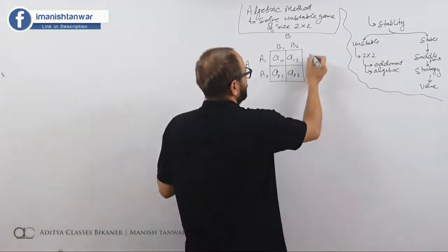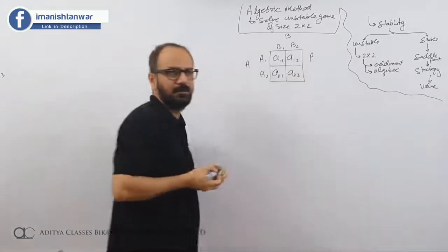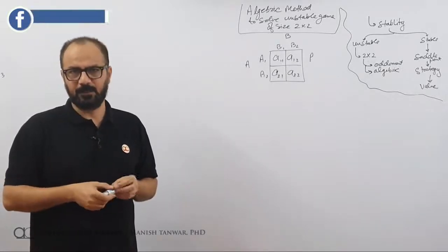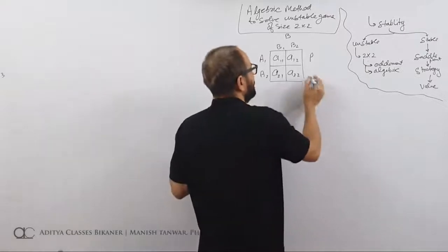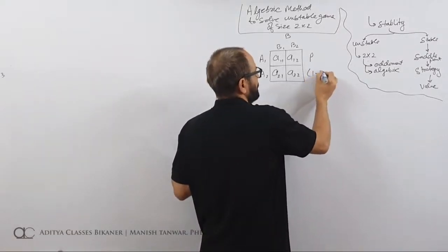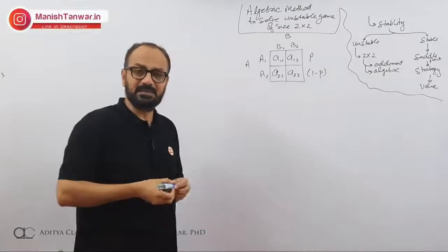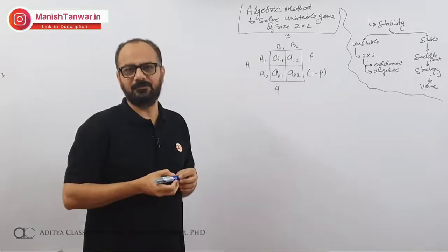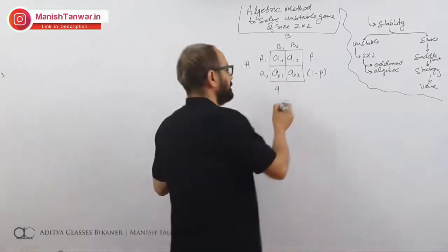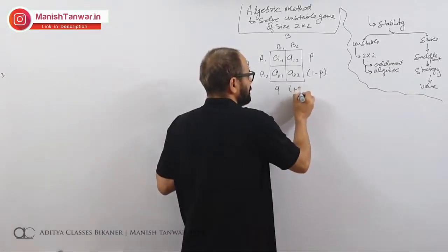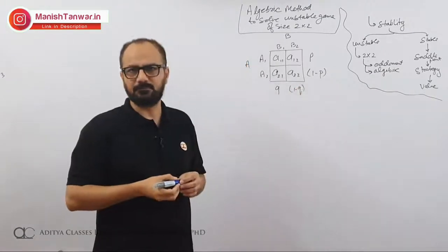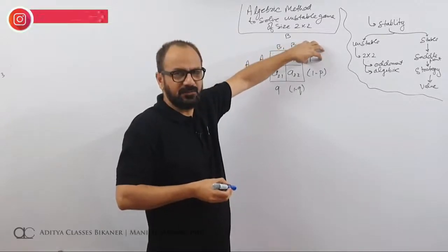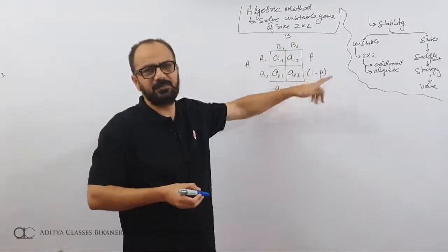Now, if A selects strategy A1 with the probability of P, then what is the probability of selecting the second strategy? It is 1 minus P. If B selects the first strategy with the probability of Q, what is the probability of selecting the second strategy? It is 1 minus Q. Is that fine? If I take this with a probability of 0.4, then the probability of selecting the other would be 0.6.